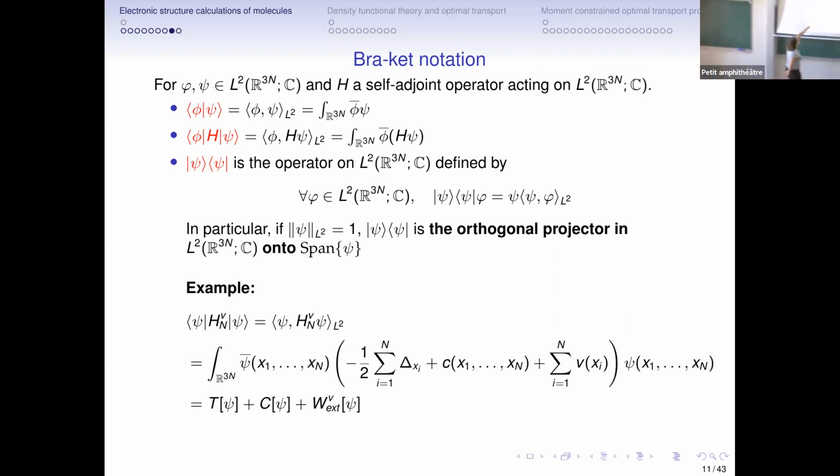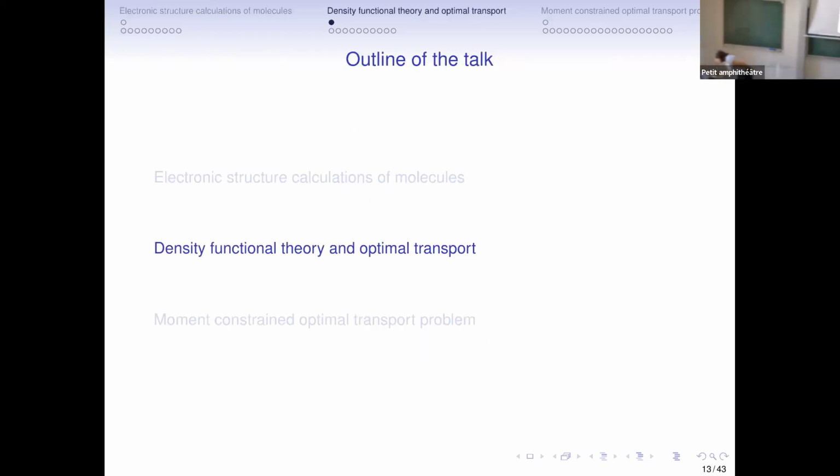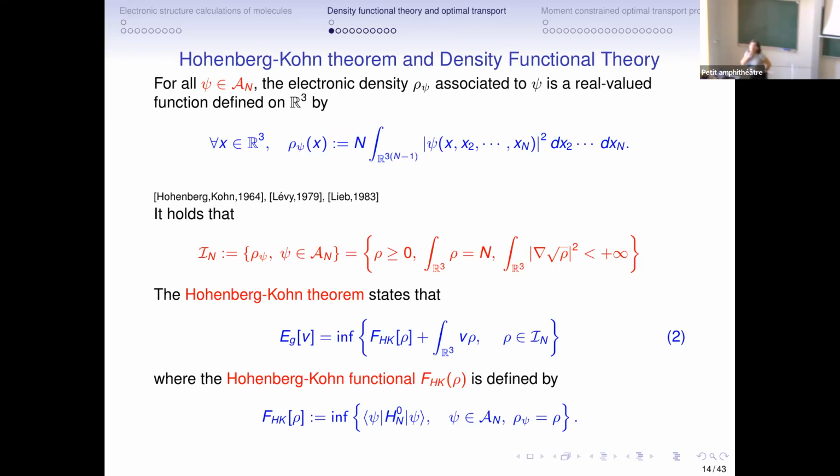And just to explain to you one way where I use this kind of notation, this quantity psi h in v psi, it is the energy of a set of electrons that I've just written to you before, when the state of the electrons is described by wave function psi. So I hope you will not be too much perturbed by this notation. So let me now switch to density functional theory and what it is about.